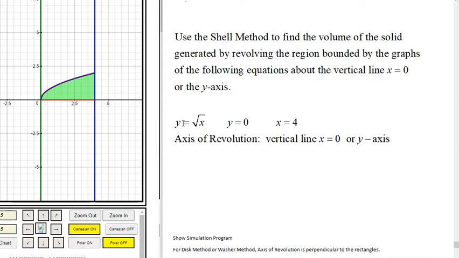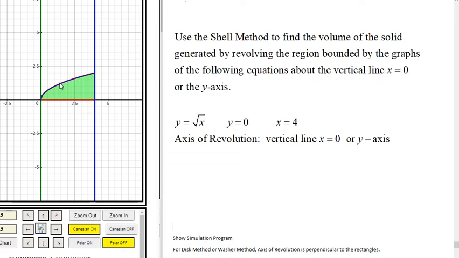We have a region bounded by these graphs, and we want to revolve this bounded region about the y-axis, or the vertical line x equal to 0. So this is the graph for y equal to the square root of x. This is the line y equal to 0. This is the vertical line x equal to 4. And this is the y-axis and also the axis of revolution.